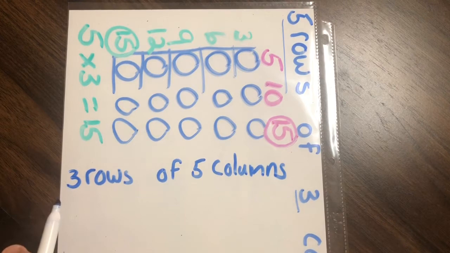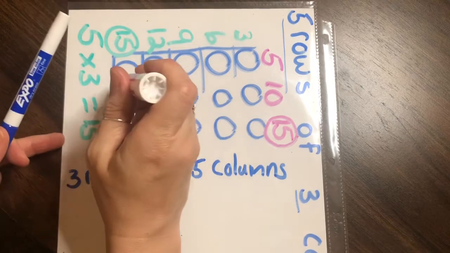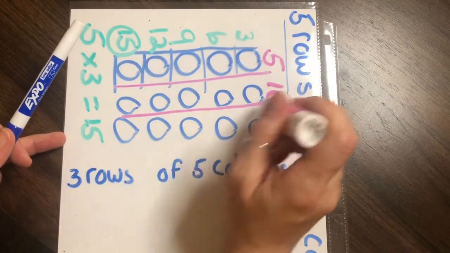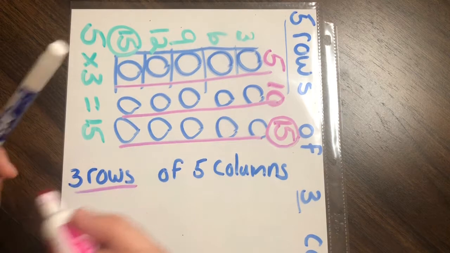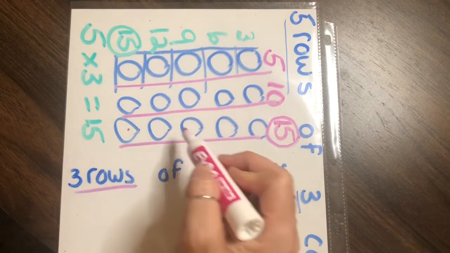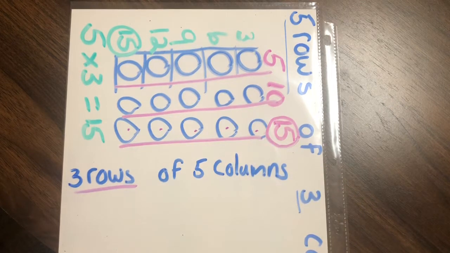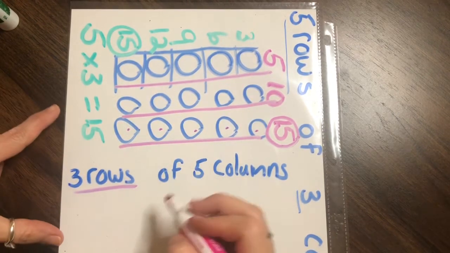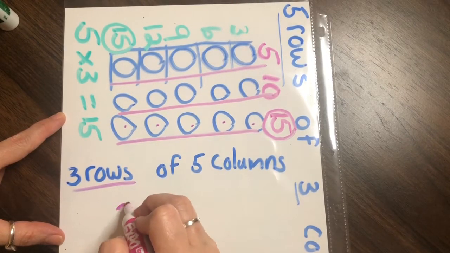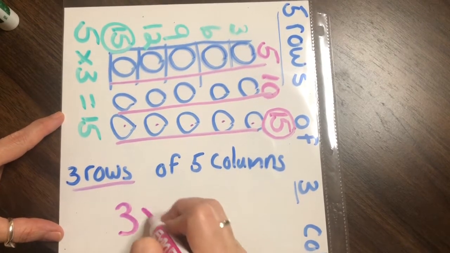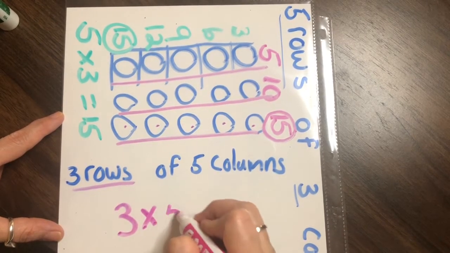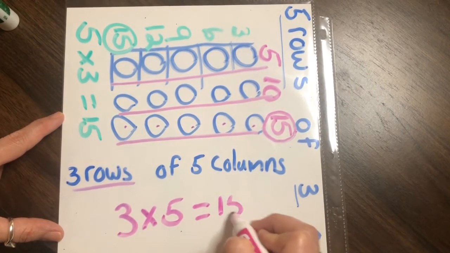So let's find my rows. Where are they? Yeah, my rows go this way. 1 row, 2 rows, 3 rows of 5 columns. 1, 2, 3, 4, 5. 3 rows of 5 columns. Please go ahead and write a multiplication sentence that matches this new array. Welcome back. 3 groups of 5 equals 15.